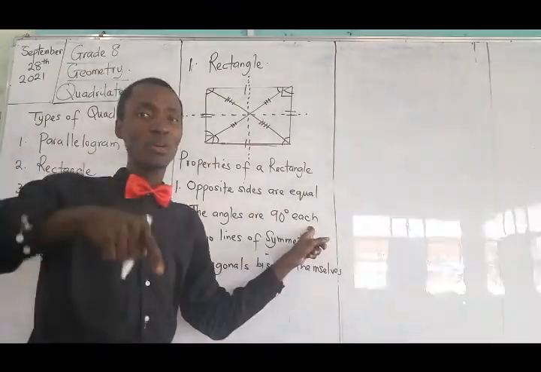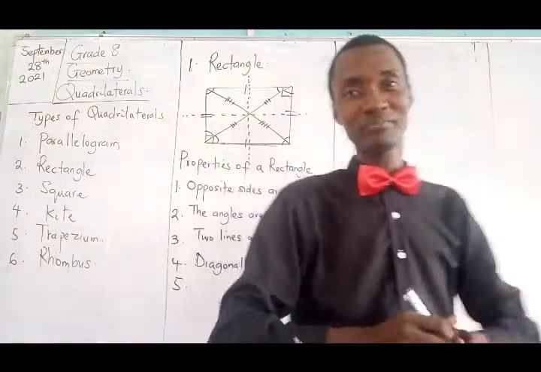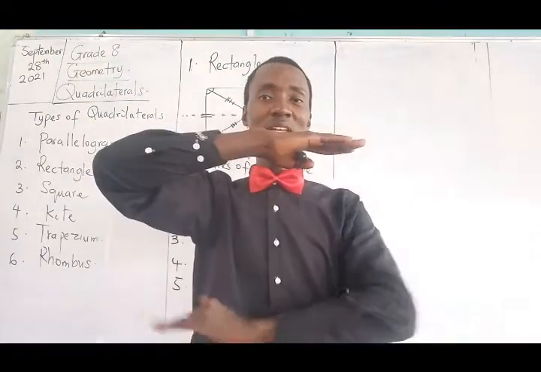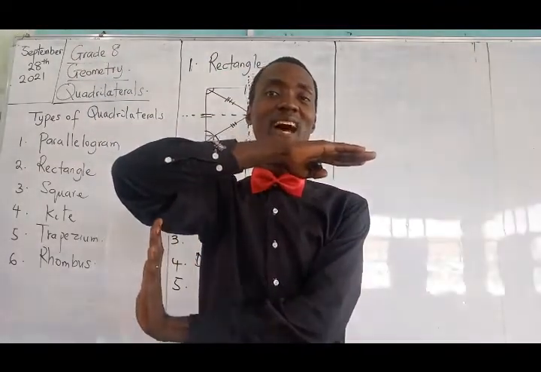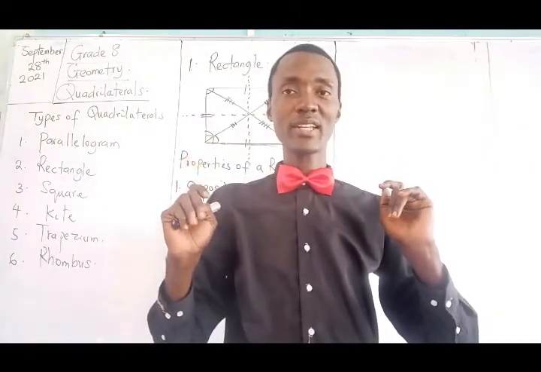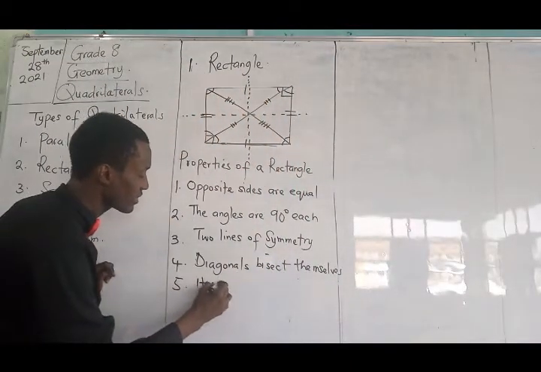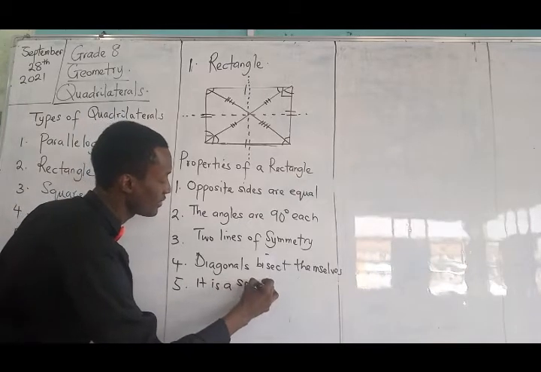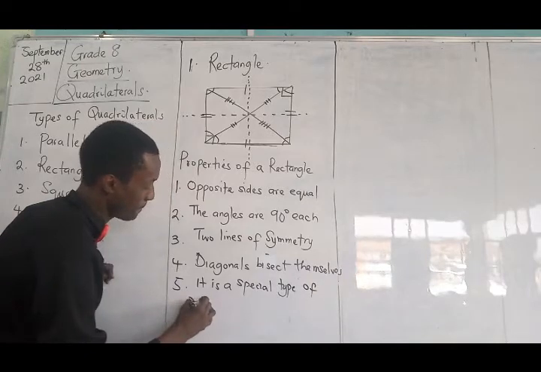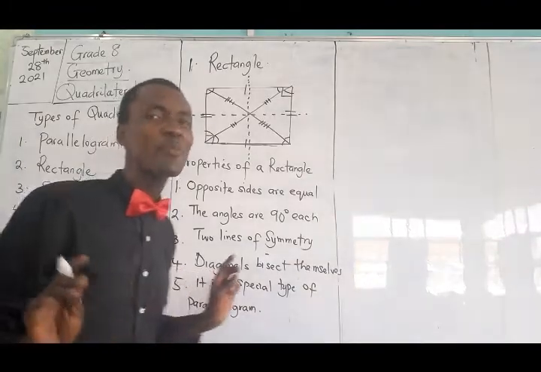When we come to the parallelogram, what you notice is that the opposite angles are equal. See what's happening? I always imagine a rectangle as a special type of parallelogram. Please, let's write that down. A rectangle. So another property we can take note of is that it is a special type of parallelogram.